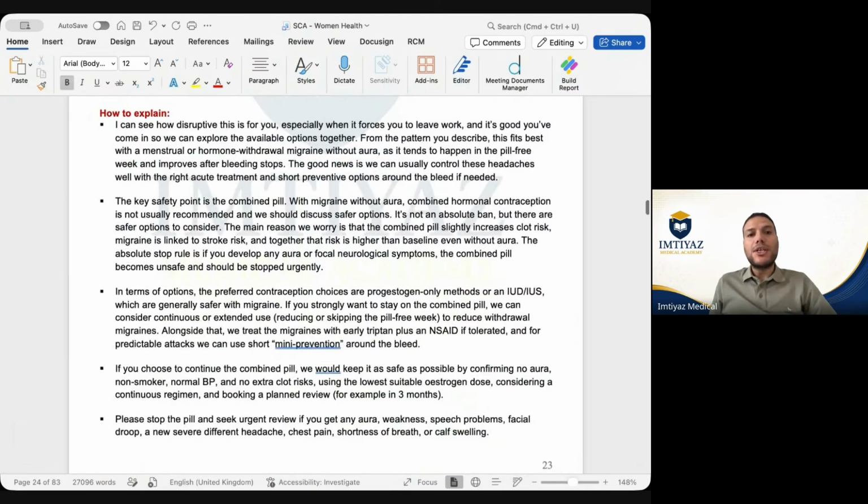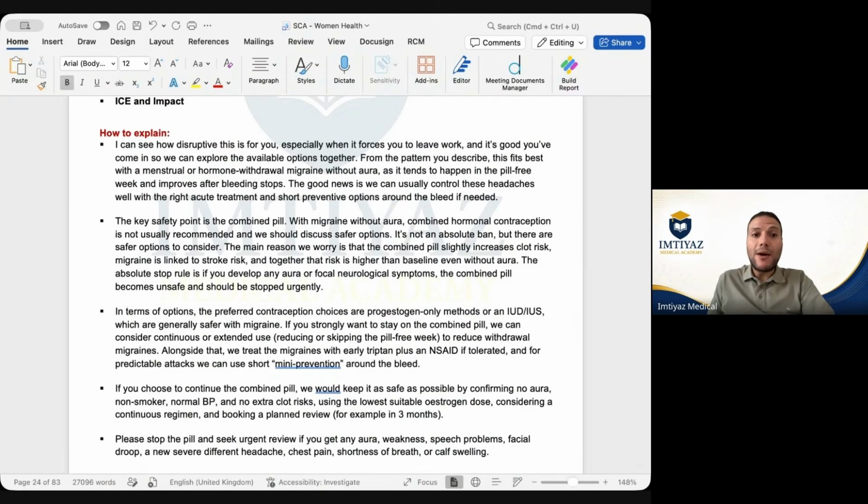Very good negotiation station. Definitely in how to explain and how to approach what you need to do. Acknowledge the impact of her migraine on her symptoms. And thank her that, yes, I can imagine where your concerns are coming from, especially affecting your work. You have to take some time off work and so on. The good news is there are many options to help you with.